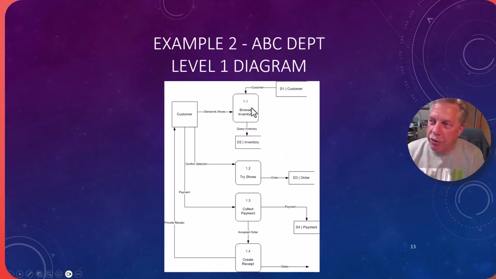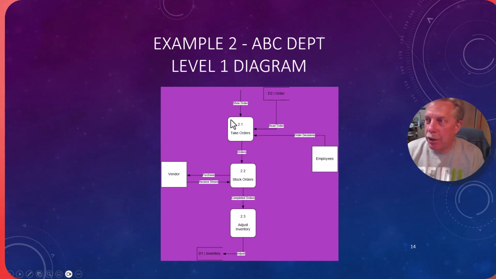We break down level 1 into 4 pieces: browse inventory, try on shoes, collect payment, and create receipt. And again, we have these diagrams that may or may not have data stores. In this case, we have a payment data store, an order data store, and a customer data store interacting with our external entity of customer. Again, we have the level 1 diagram for process 2, which has 3 additional pieces: take the orders, stock the orders, and adjust the inventory. Again, we have some external entities and our data flows and data stores.